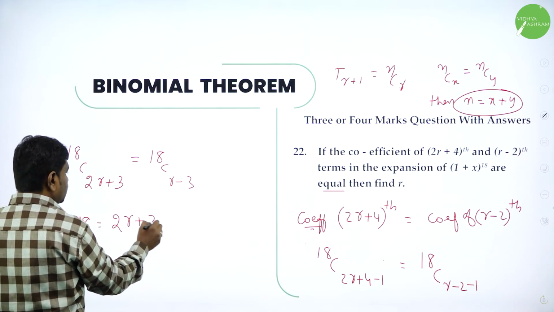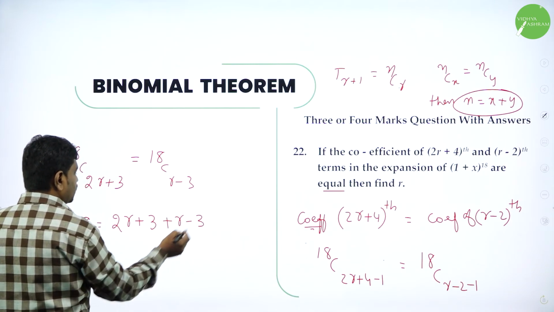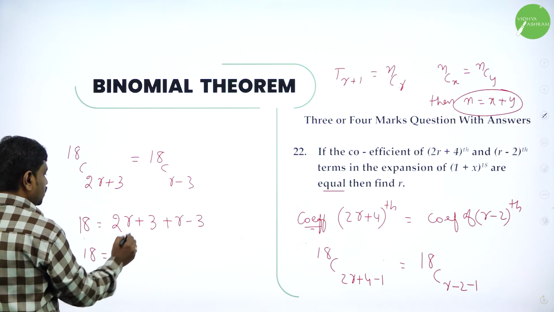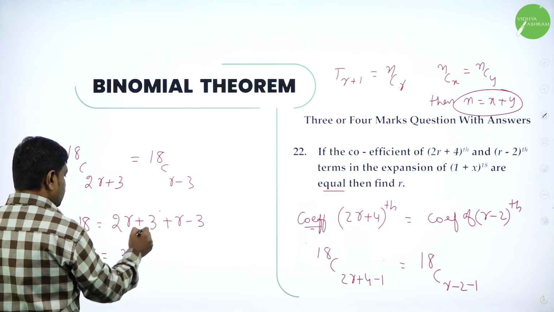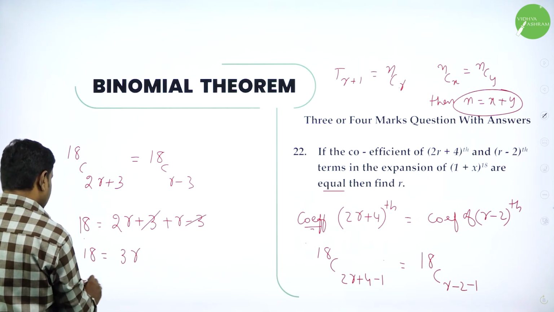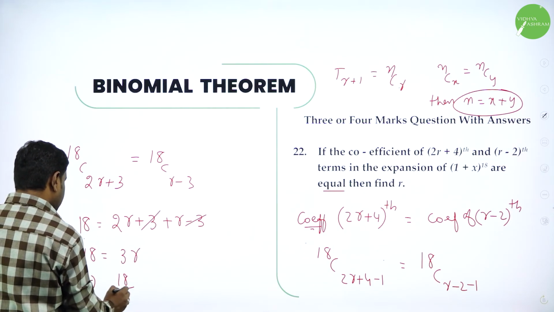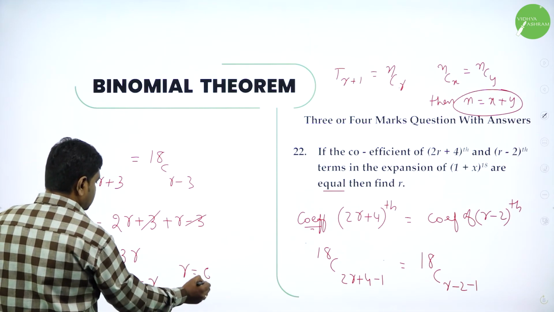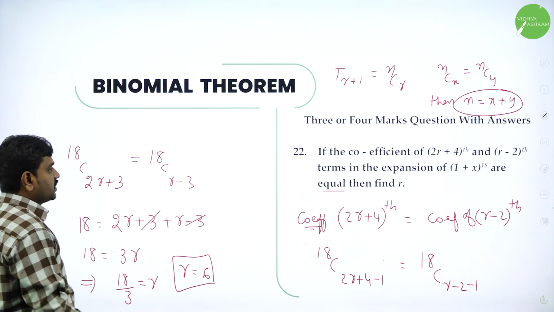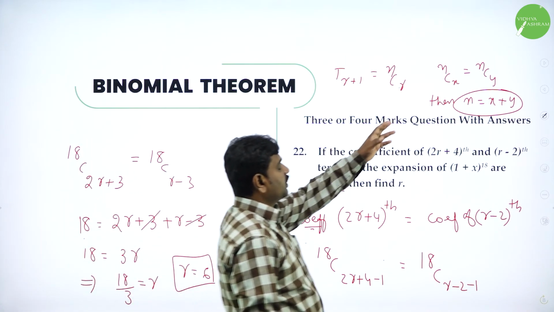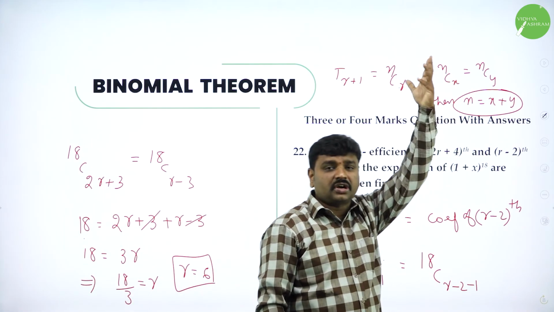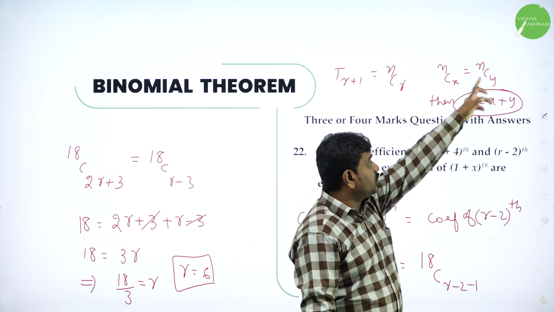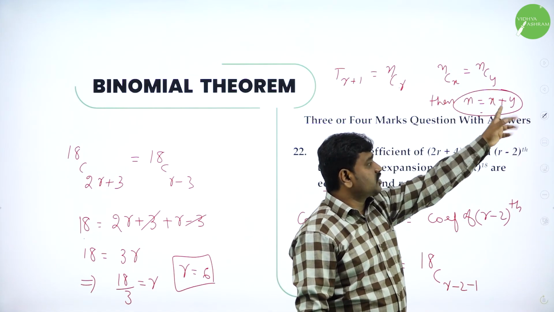2r plus 3 plus r minus 3. So 18 is 3r, the 3s cancel. So that is 18 divided by 3 is r. That is r is 3 sixes are 18, r is 6. Interesting. So I am using an important concept that we derived in permutation and combination: if nCx is equal to nCy, then n is equal to x plus y.